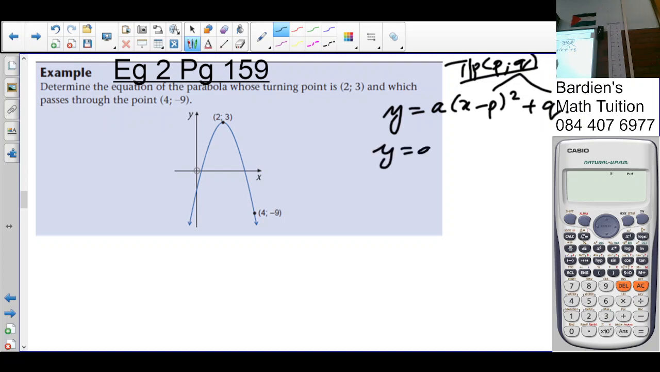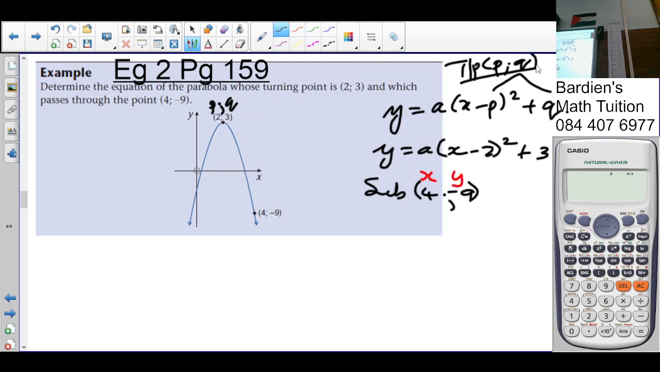So y is equal to a into x. What's your p value? Remember that's your p and your q value. So x minus 2 squared plus 3. So here we're going to substitute a point that lies on this graph. Do we have a point lying on this graph other than the turning point? Yes. Which is 4 and negative 9. Remembering this is an x and a y.